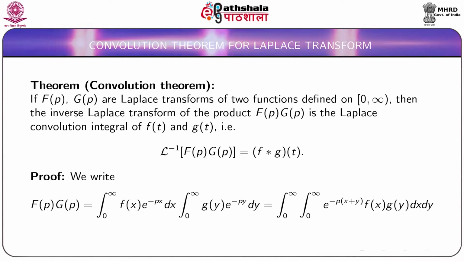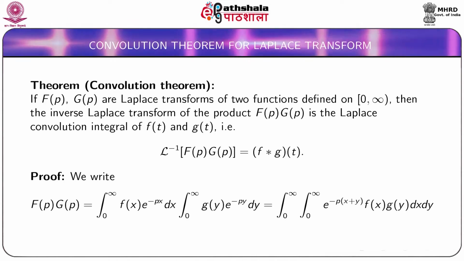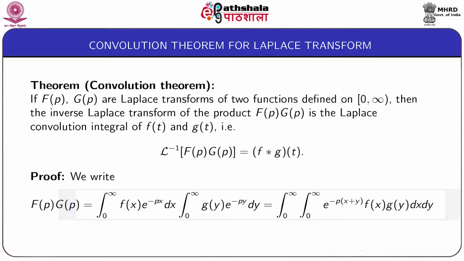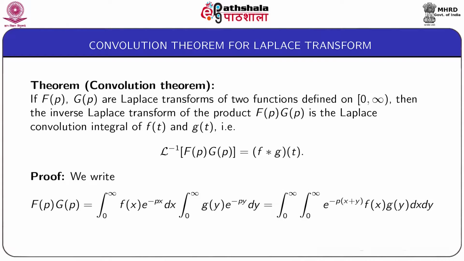For proof, we start with the function capital F(p) into capital G(p). Capital F(p) is the Laplace transform of small f(t) and capital G(p) is the Laplace transform of small g(t). So, we write them as the integral of f(x) e to the power minus px dx into the integral from 0 to infinity of g(y) e to the power minus py dy. That can be written as a double integral from 0 to infinity of e to the power minus p(x plus y) into f(x) into g(y) dx dy.